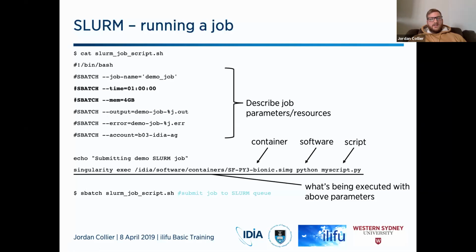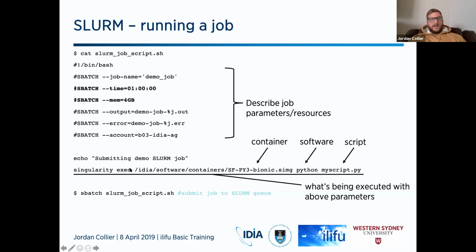And so in this case, the normal output will go to this file, and the %J just means the job ID will be written to the file name. And then this is the standard error, which is any problematic output to do with errors is written to that file. And then I'm specifying my account here, which we can cover in more detail in the advanced topics. And then I just echo or print "submitting demo SLURM job".